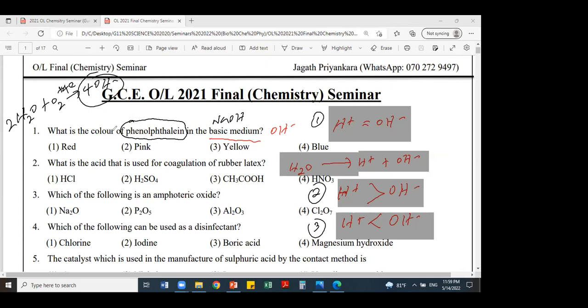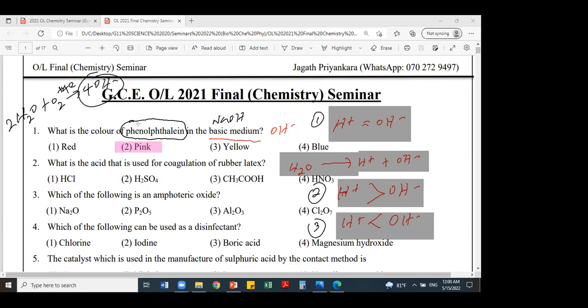Even in rusting, you can identify this. Bases can be identified using phenolphthalein. What is the color? Pink. But once in the O/L paper they gave this question, they accepted red also. What is the original color of phenolphthalein? Colorless. With bases it turns pink. Answer is second. Question number 2.